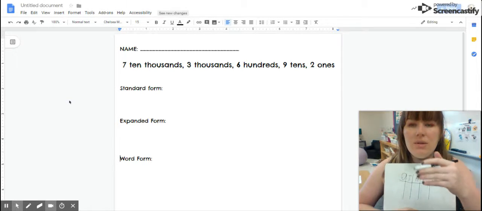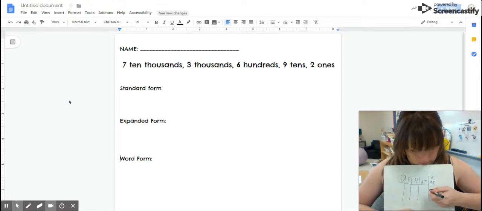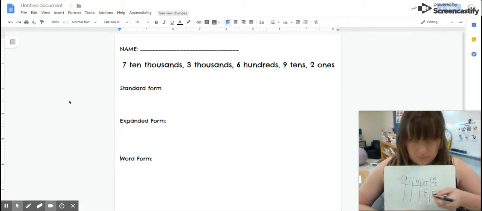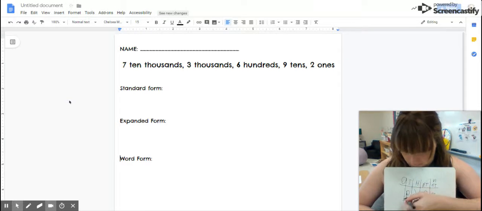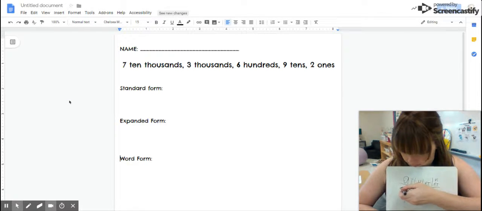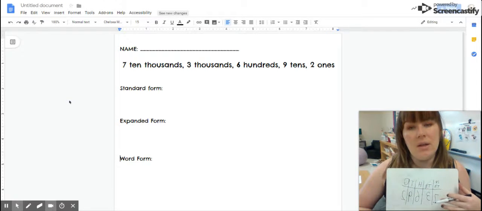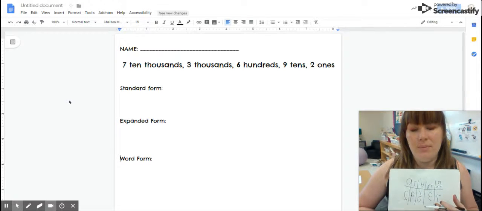So what I'm going to do is, it says on my exit ticket 7 10,000s. So I'm going to write a 7 in the 10,000s place, a 3 in the thousands place, a 6 in the hundreds place, a 9 in the tens place, and a 2 in the ones place. Please pause your video and fill in your exit ticket. Fill in your place value chart so it looks the same as mine.